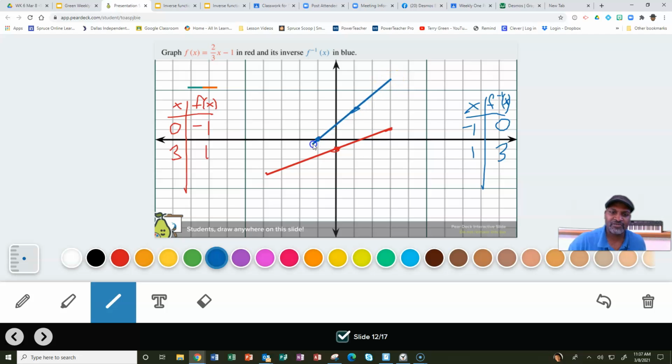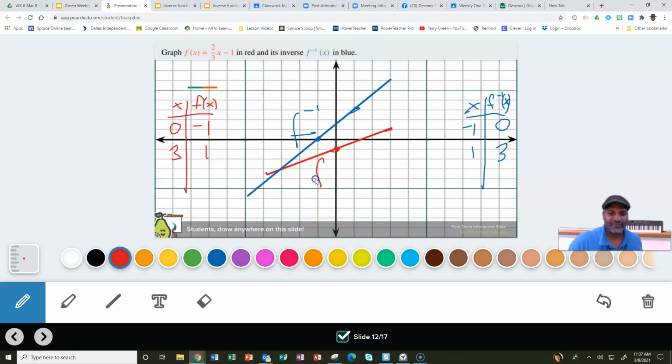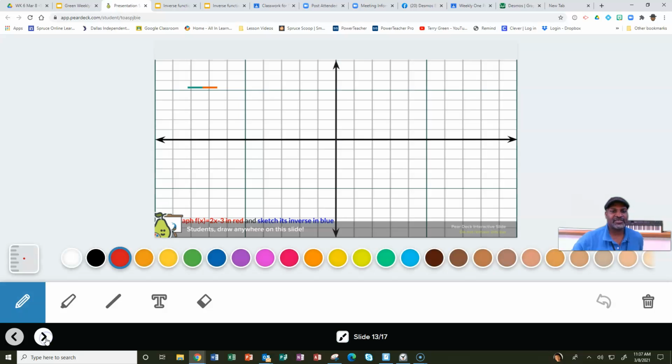Yeah, that's not bad. So this is the inverse of f. Use my pencil here. So this is f inverse in blue. And in red, I have f. So that's how you would do this slide and the next slide.